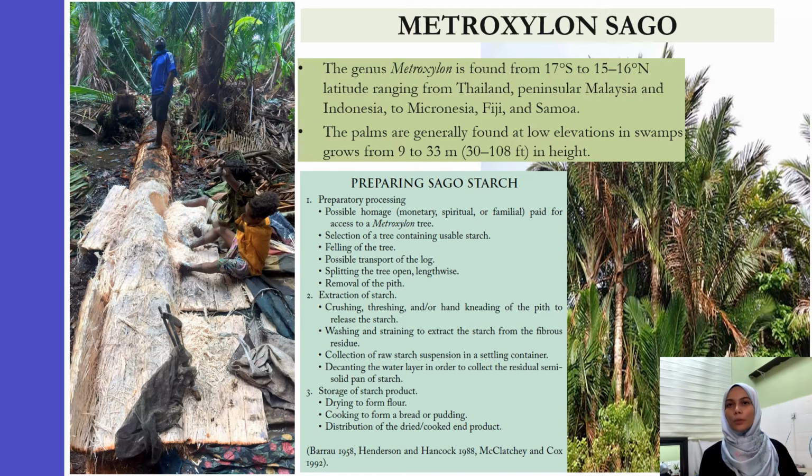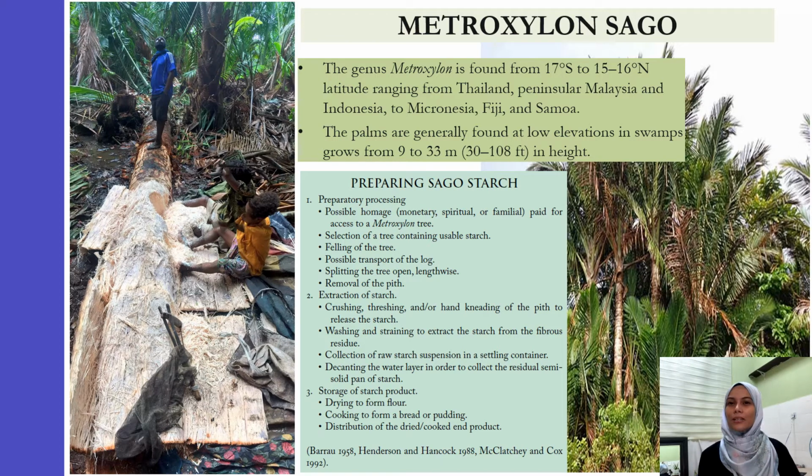Metroxylon sago or sago palm tree is the genus Metroxylon species that can be found from 17 degrees south to 15 to 16 degrees north latitude, ranging all the way from Thailand, Peninsular Malaysia, Indonesia, to Micronesia, Fiji and Samoa. The palm can generally be found at low elevation in swamp areas and can grow from 9 to 33 meters in height. In Asia, we usually find sago starch in our kitchen, but do we know how it is processed from tree to become sago starch?